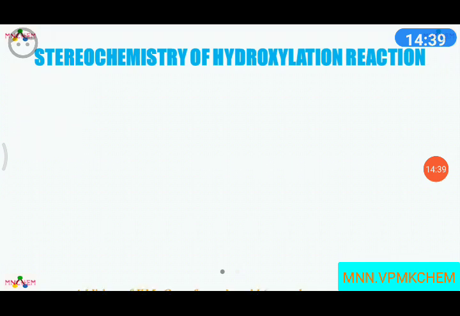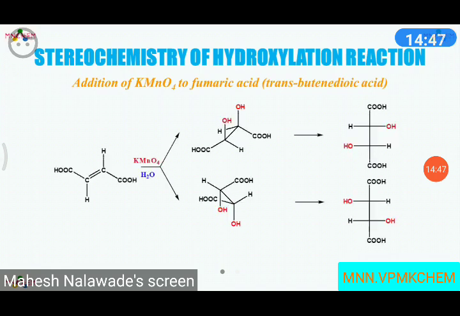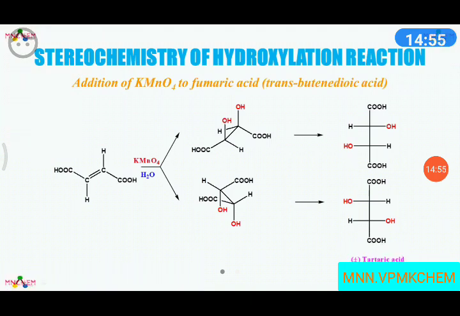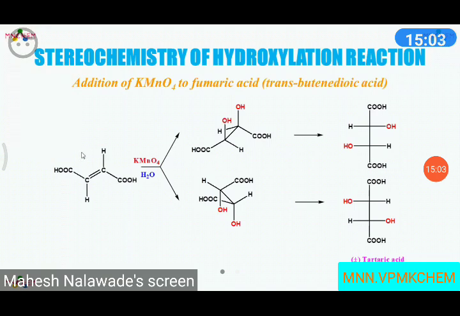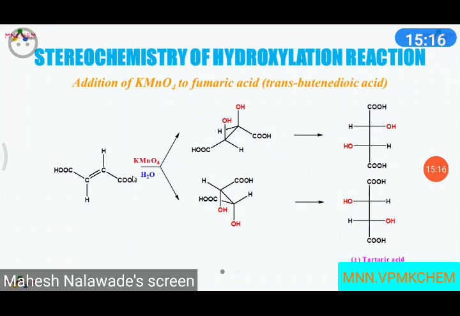Next, when we do the addition of KMnO4 to fumaric acid, that is trans-butenedioic acid, we'll get a racemic mixture of tartaric acid. Again, the reaction proceeds in two steps, where in the first step, KMnO4 adds across this carbon-carbon double bond, and gives a trans-cyclic permanganate. Now there are again two possibilities. KMnO4 can be added from the top face as shown here, or it can be added from the bottom face.